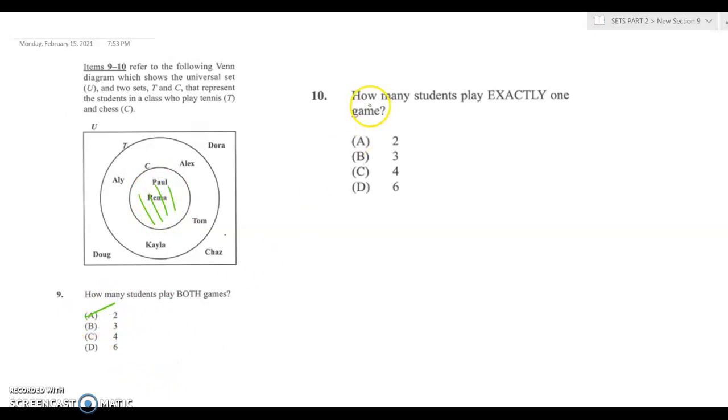Number 10, how many students play exactly one game? Exactly one game would mean these children, Alex, Tom, Kayla, Ali, are not part of the intersection, which means they play tennis only. So that means 4 students play exactly one game.